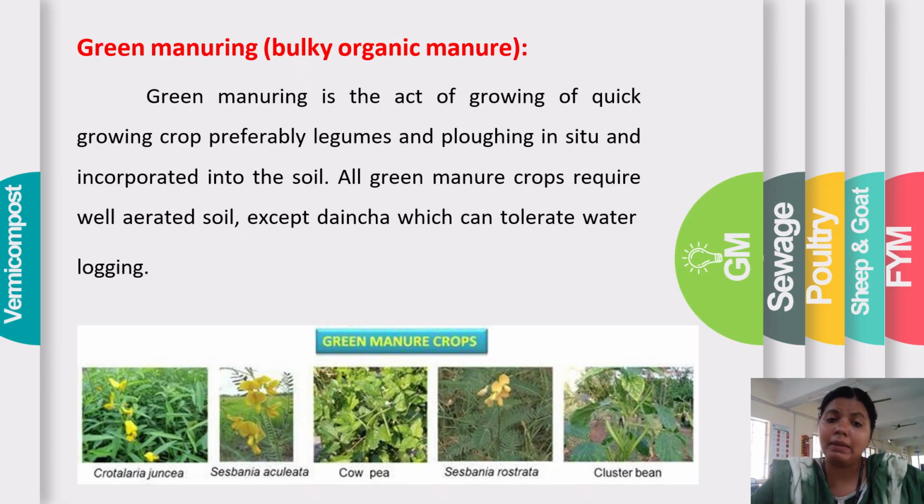Next comes green manures. Green manure is a very commonly used bulky organic manure. Green manure can be any leguminous crop, a quick growing leguminous crop. Why we prefer leguminous crops is, as you all know, leguminous crops have root nodules.